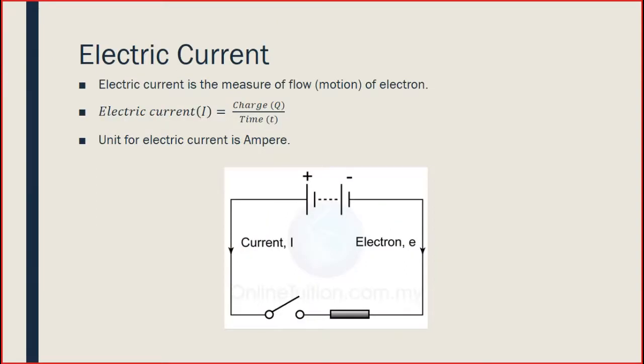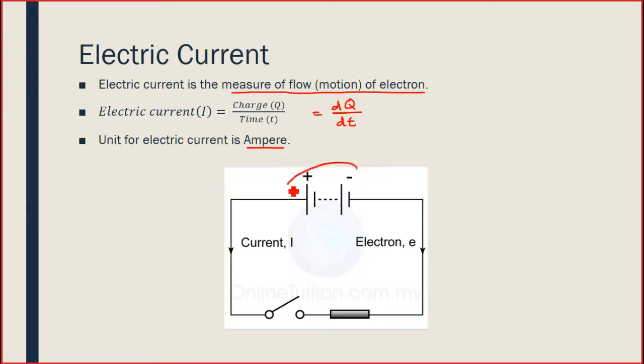Okay, next we are going to look at electric current. So what is electric current? Electric current is the measure of flow of electron. When we want to define electric current, it is the change in charge divided by time, how fast charge is moving over time. And the unit for current is ampere.